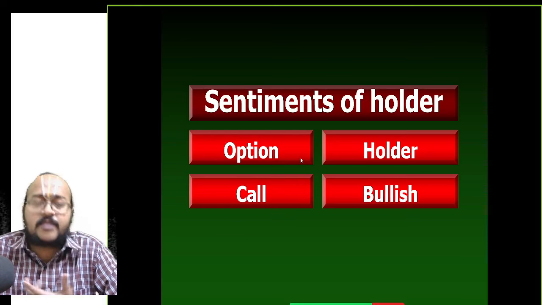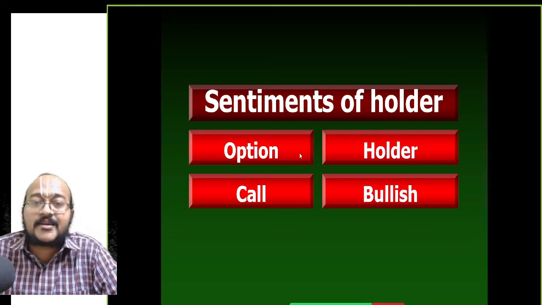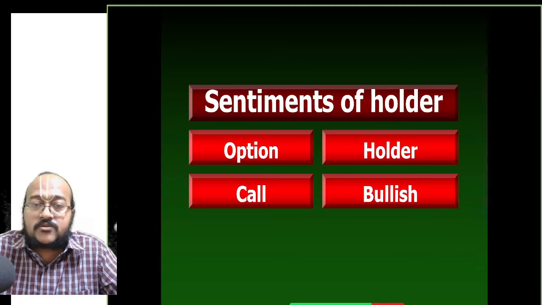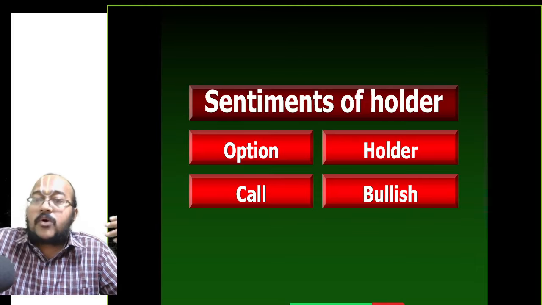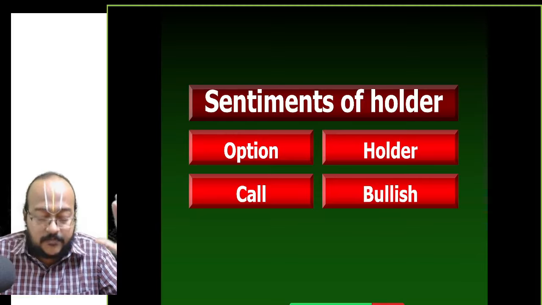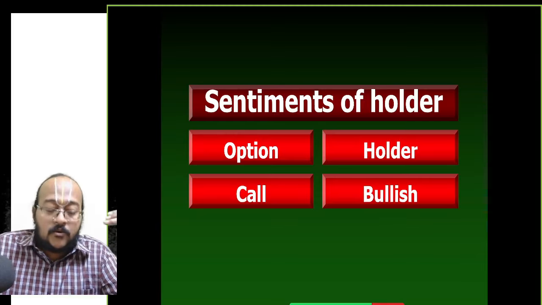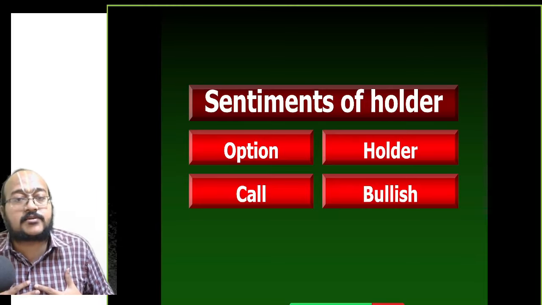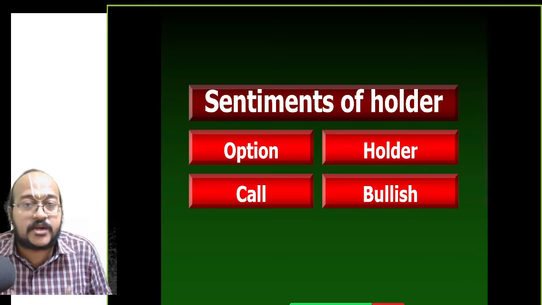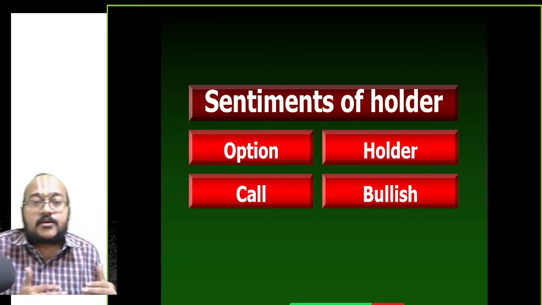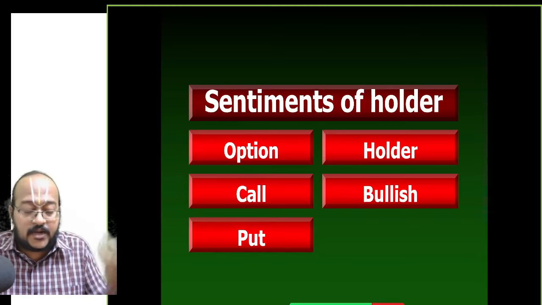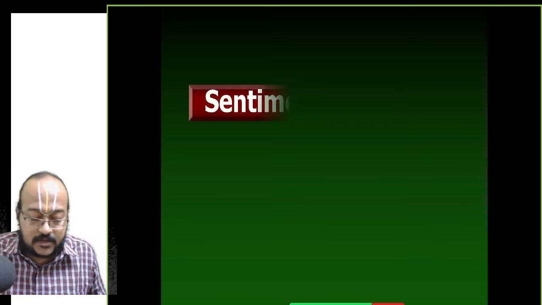Then the sentiment. See, tomorrow what will happen? No one will be able to predict. It's all speculation. Tomorrow it might go up, it might go down. Anything might happen. It's just a sentiment. When you come to a call option, the holder has the sentiment. He is bullish. That's why he is coming to take the call option. Correct? If he is bearish, he will take a put option. Understood? This is clear?